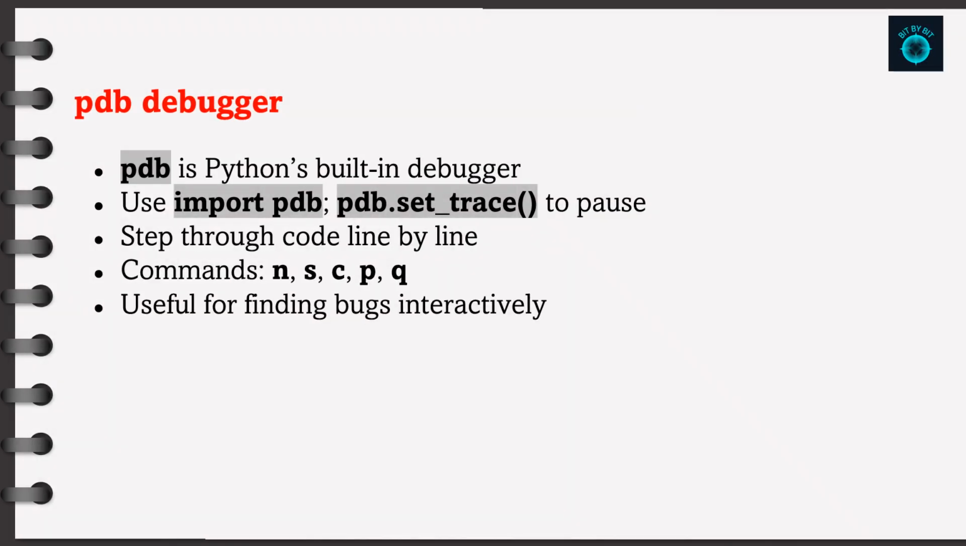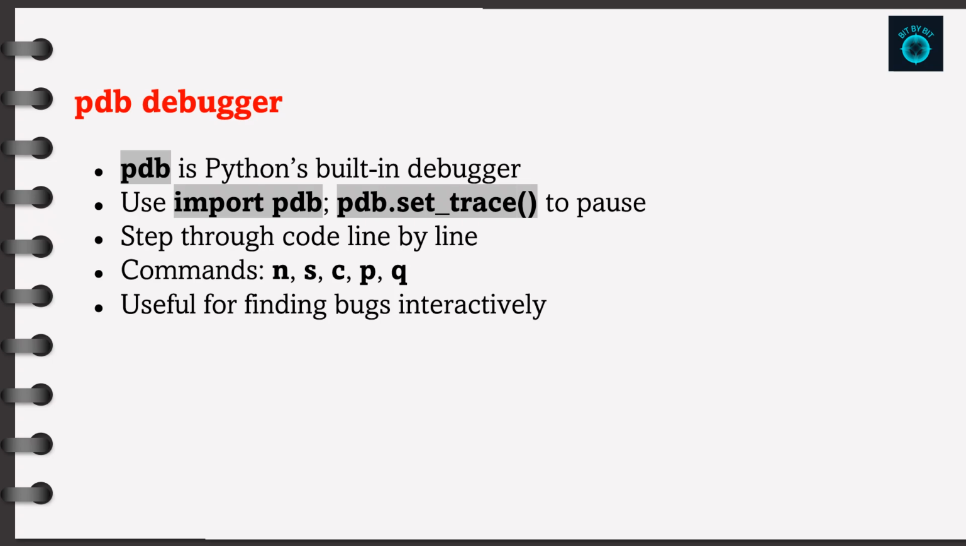PDB Debugger. Python provides a built-in debugging tool called PDB, short for Python Debugger. To use it, you insert the line import pdb, pdb.set_trace(), open and close parentheses, anywhere in your code. When Python hits that line, it pauses execution and lets you inspect what's going on at that moment. You can then step through the code, line by line, check variable values, and watch the program's flow.